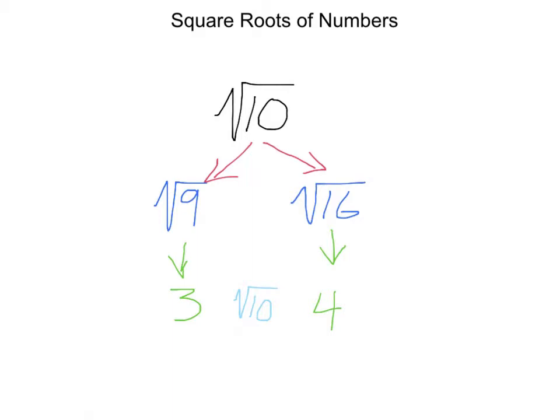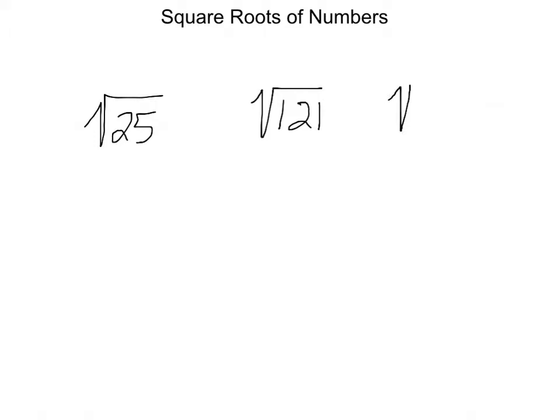That about does it. I'm going to give you a couple of practice problems and we'll see how you do. So for our first problem, we are going to look at the square root of 25. Our next one we're going to look at is the square root of 121. And then our final square root is going to be the square root of 225. So go ahead and pause your video and see if you can solve the three square roots that you have on your screen.